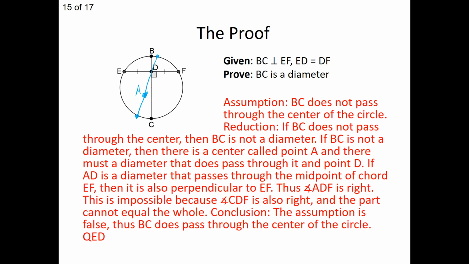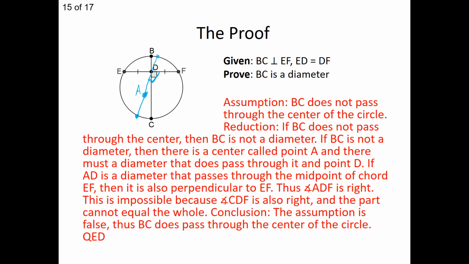So if AD is a diameter that passes through the midpoint of a chord EF, here's where it gets really fun. Since AD, this diameter, does pass through the midpoint of a segment, we use the converse to the proof we saw earlier, which is that if a diameter bisects a chord, it must be perpendicular to that chord. Well, that means since this diameter AD is passing through the midpoint of our chord EF, it's also perpendicular, which means this angle ADF is a right angle.